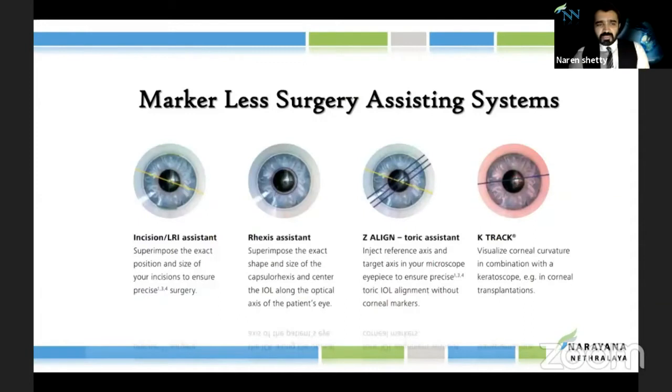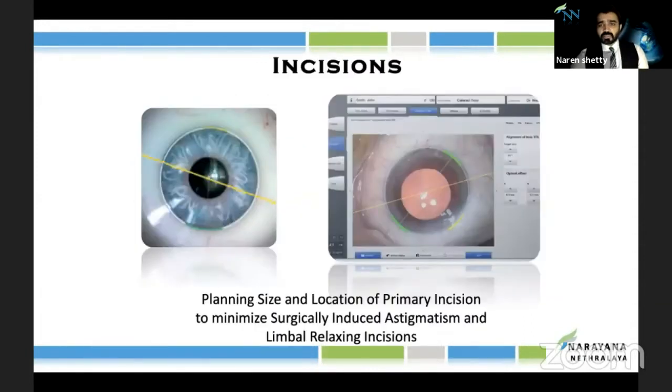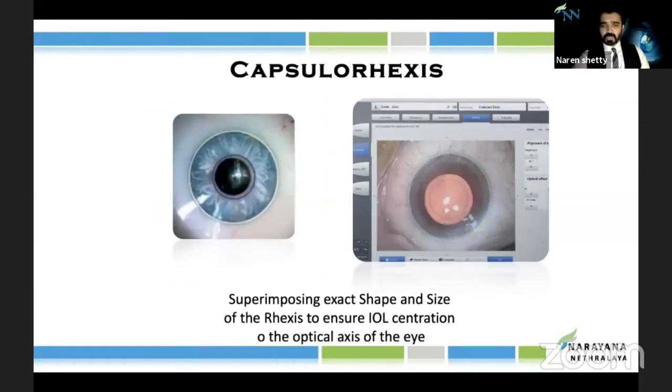Now, it has many features. First, it can show you where your incisions need to be. In the sense, you can plan your main ports, side ports. Let's say if you're planning to correct your astigmatism, the arc or OCC, whatever it is, you can completely plan it, and it'll compensate the cyclotorsion and show you the correct axis where you need to do your marking.